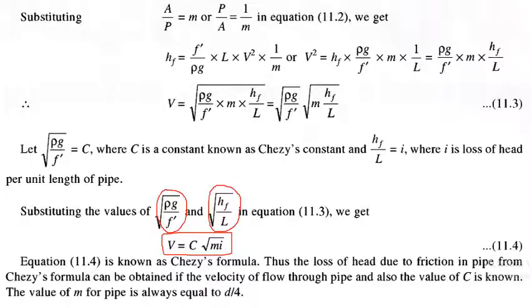Okay, and M is the hydraulic mean depth or hydraulic radius. So loss of head due to friction in pipe from Chezy's formula can be obtained if the velocity of flow through the pipe and also the value of C are known. The value of M for a pipe is always equal to D by 4.